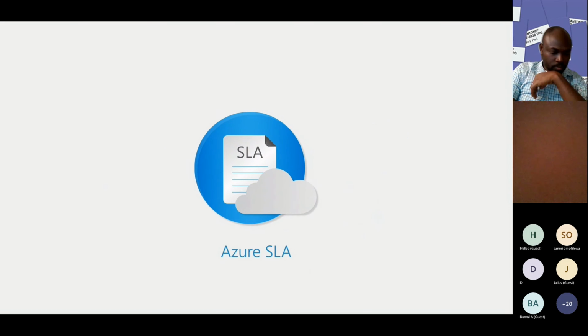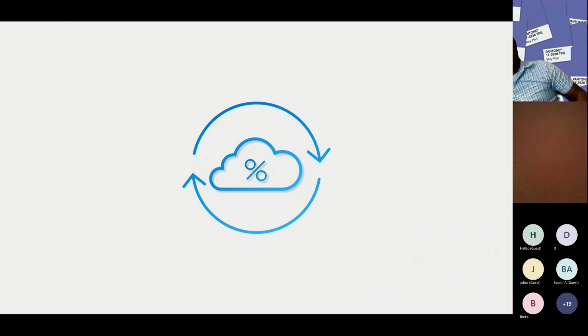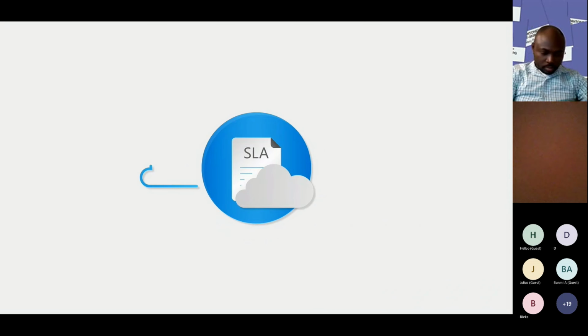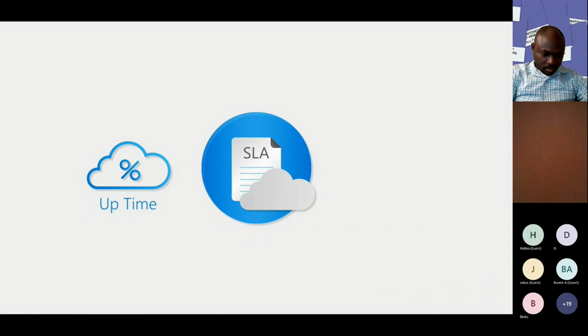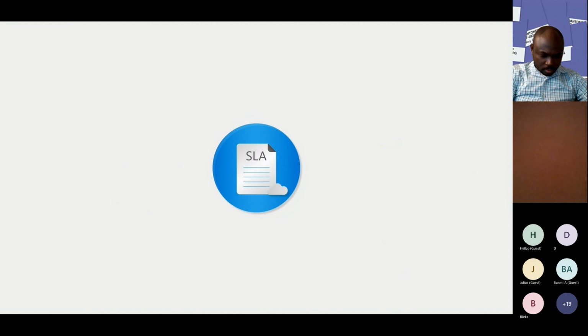Azure service level agreements are represented as a percentage related to the service or application's availability. This availability is also known as uptime. If the service was always available to use, you'd say it was 100% available, or it had 100% uptime. An SLA also commonly includes details like what is defined as downtime when the service is unavailable, and any credit you may be entitled to if the SLA is not met.